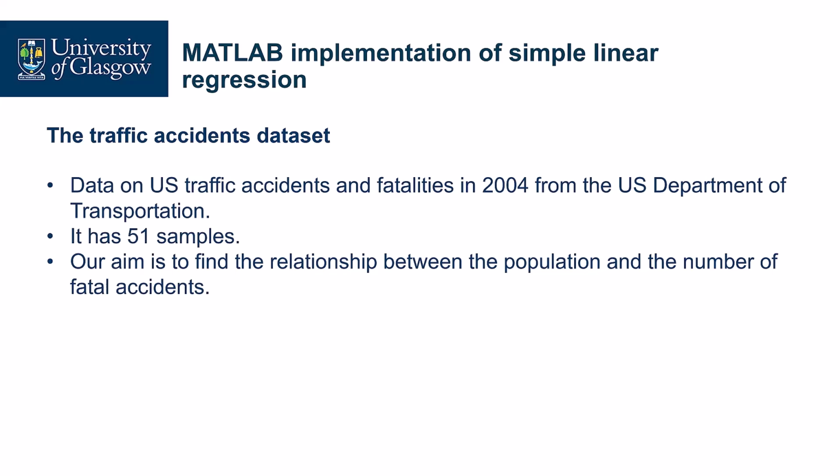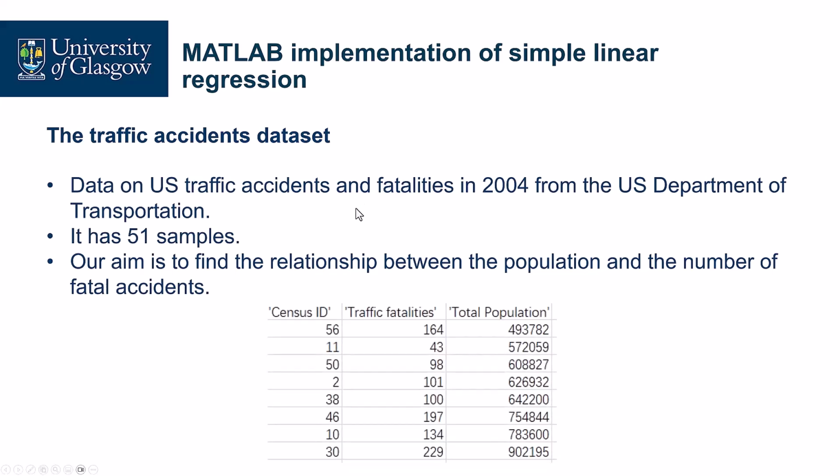Our goal is to build a relationship between the population of the states and the number of fatal accidents. So intuitively, these two are related and it is a linear relation. So we can say the data set is here. Traffic fatalities, this is Y we want to predict. The total population, this is X, which is the input, right?